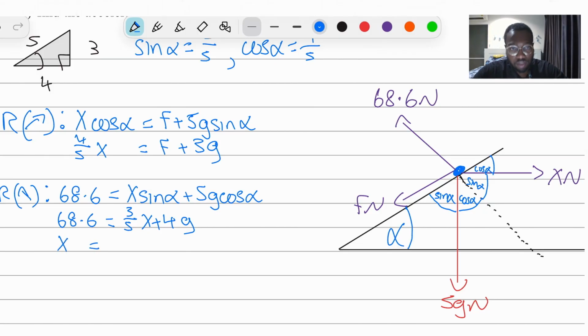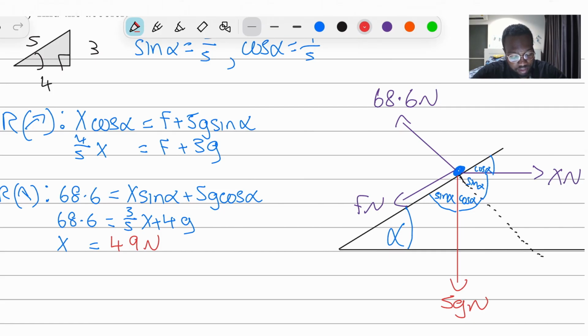If you want to use your calculator, you can do 68.6 minus 4g. We know g is 9.8. So 68.6 minus 4 times 9.8. And then once you get that, just divide by the 3/5. Okay. And then if you do that, you'll get x as 49 newtons. So again, just do 68.6, take away 4g, we can work that value out, and then we just divide by the 3/5, we get x is 49 newtons.